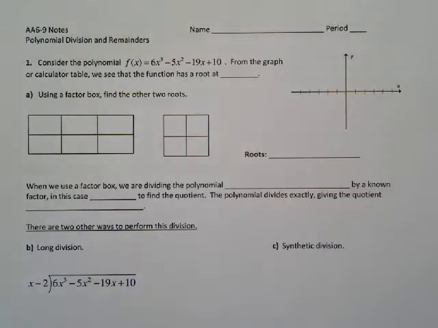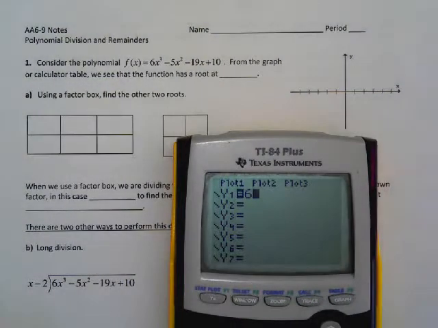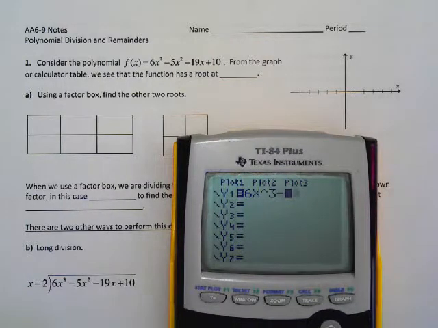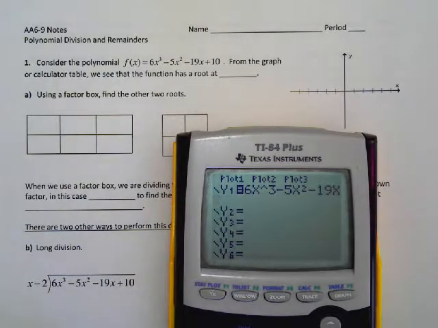So, in finding these roots, you guys have been, in the past, given one of the roots to start with to factor. In this particular case, you weren't given any of the roots. So what I'm going to do is use the calculator instead of Desmos, which is not totally my favorite, but it'll work. I'm just going to put in 6x to the third minus 5x squared minus 19x plus 10 and graph.